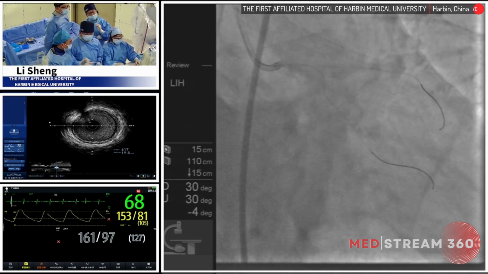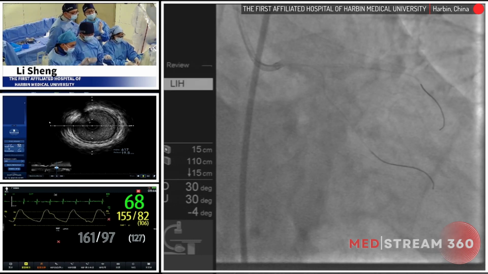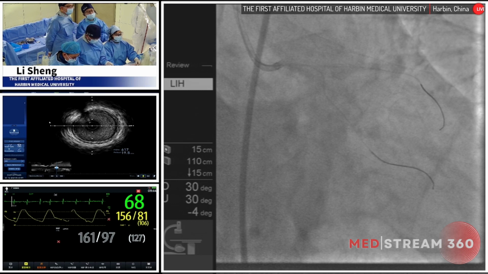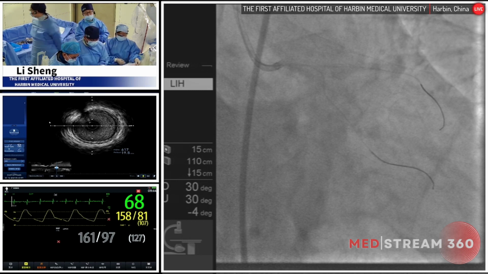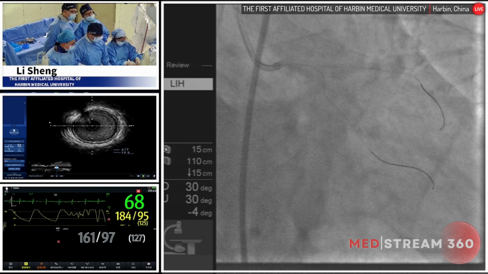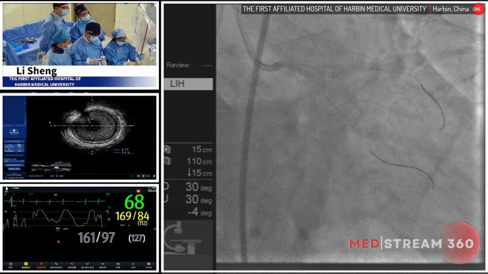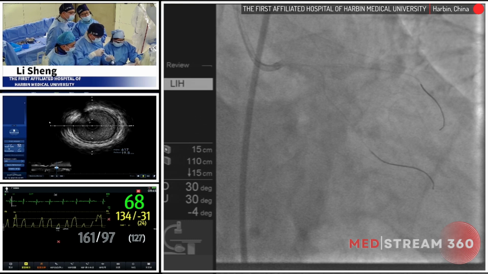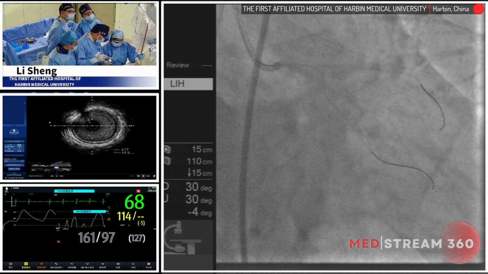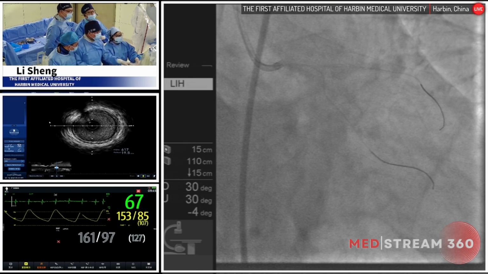So right now, when Dr. Sheng is doing the post-dilatation with the NC balloon, is there someone who's doing the QFR for the circumflex? Yes. As Dr. Sheng mentioned, after the stenting in the left main and LAD, we will do the functional assessment of the circumflex, and then we'll know whether or not we need to treat the circumflex. Let's just wait for the QFR results.